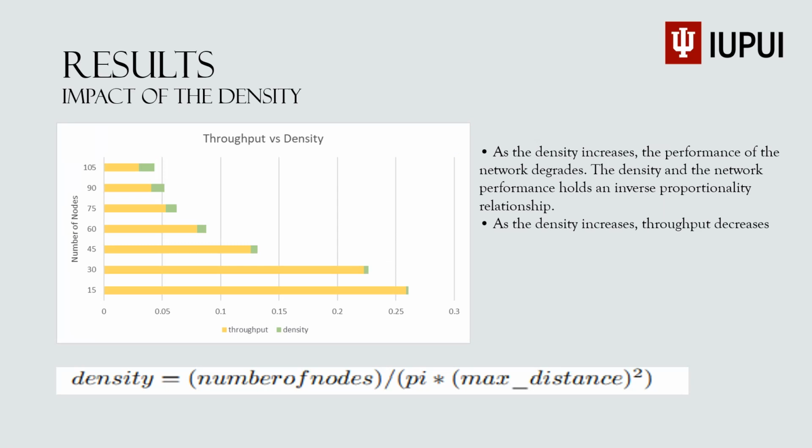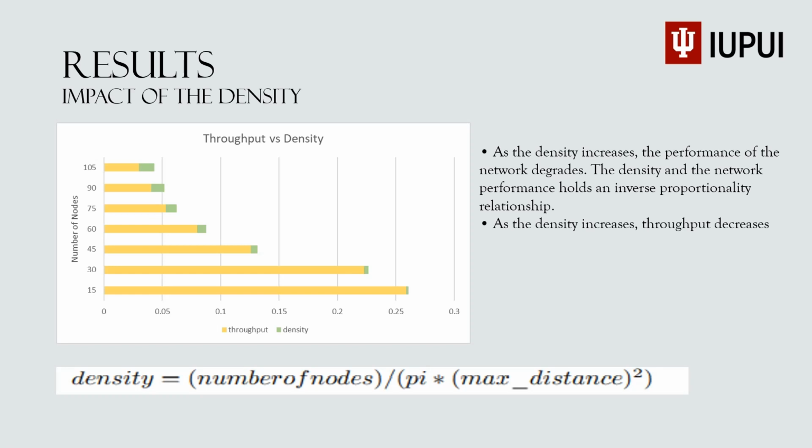Impact of the density. To evaluate the impact of density on the network, multiple simulations were conducted at the same maximum distance from the standard Wi-Fi nodes. Each simulation iteration increased the number of stations to progressively increase the node density within the network. The nodes were distributed randomly to ensure a fair and unbiased evaluation. A few observations that were noted are, as the density increases, the performance of the network degrades. The density and the network performance hold an inversely proportional relationship. As the density increases, throughput decreases.